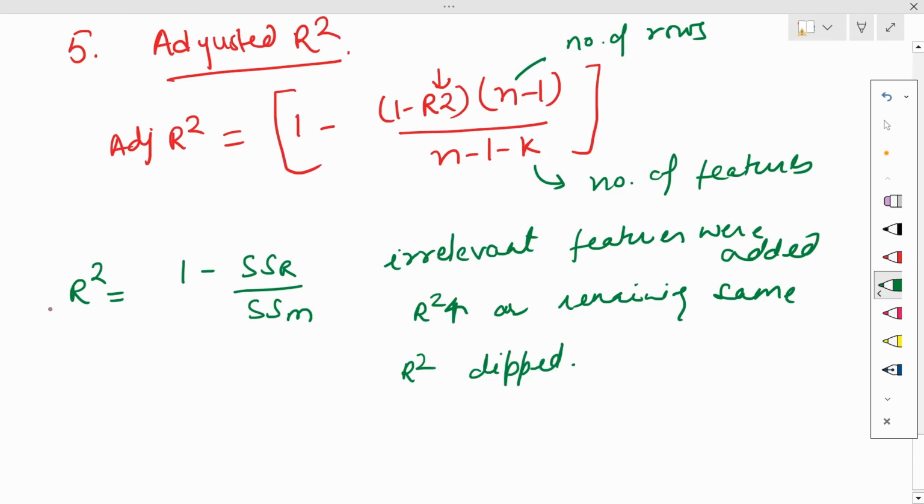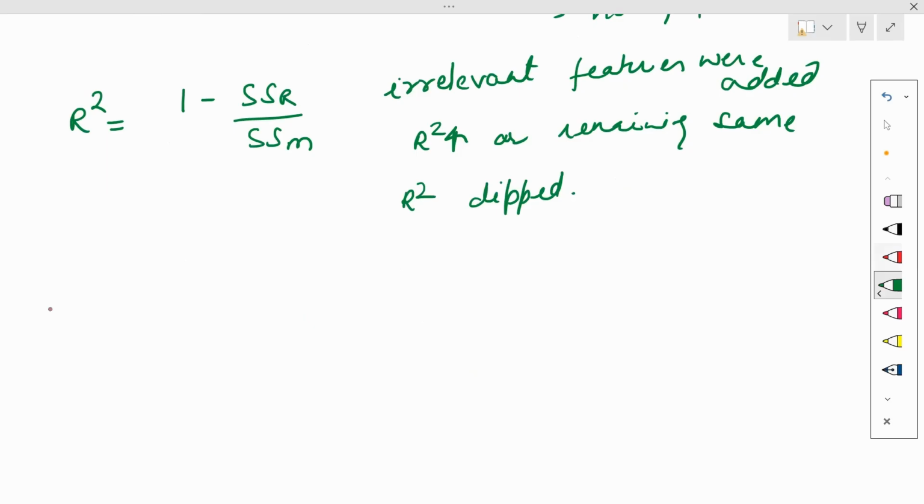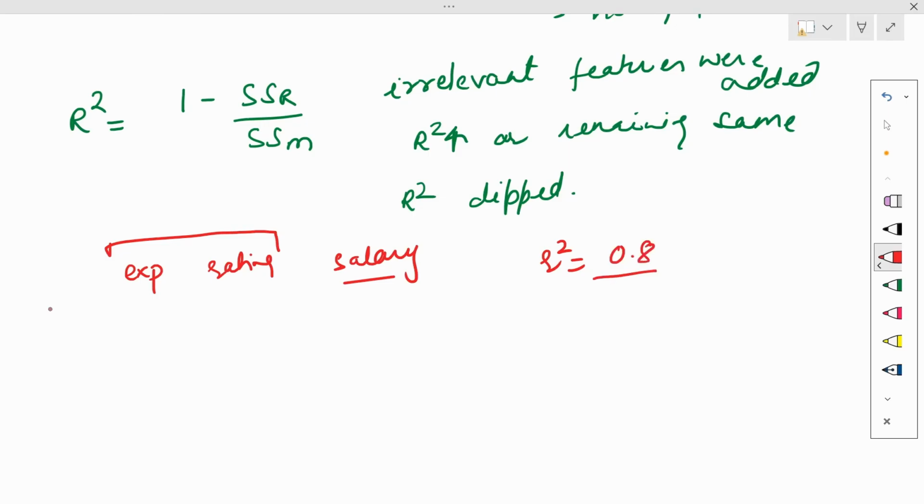Let's take an example. Suppose we have features like experience and rating from past year, and the target is salary. R square at this moment depends on how well experience and rating are able to explain the salary of a particular employee. Let's say this is 0.8 at this moment.